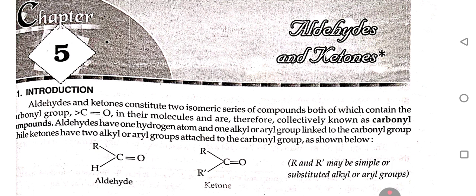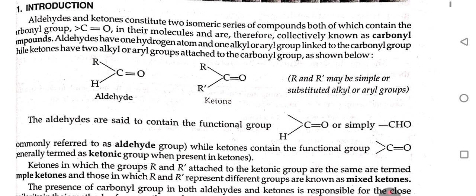Aldehydes have one hydrogen atom and one alkyl or aryl group linked to the carbonyl group, while ketones have two alkyl or aryl groups attached to the carbonyl group, as shown below. The aldehydes are said to contain the functional group CHO, commonly referred to as the aldehyde group, while ketones contain the functional group C=O, generally termed the ketonic group.